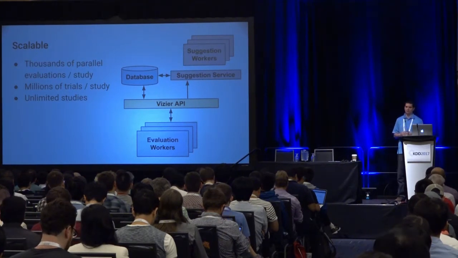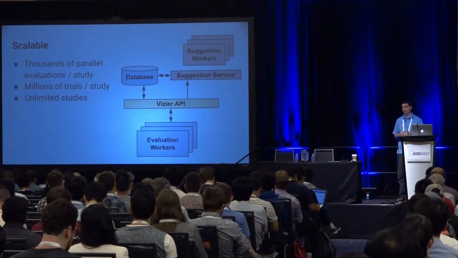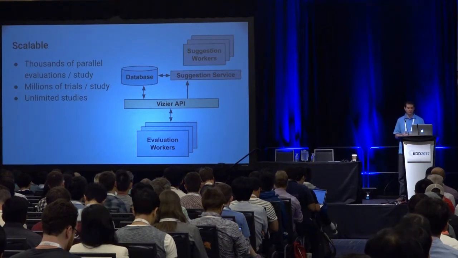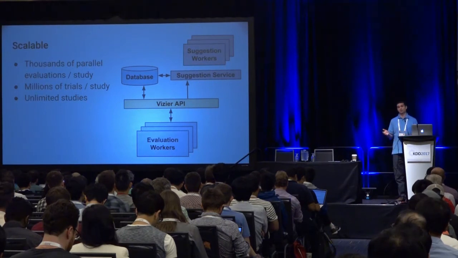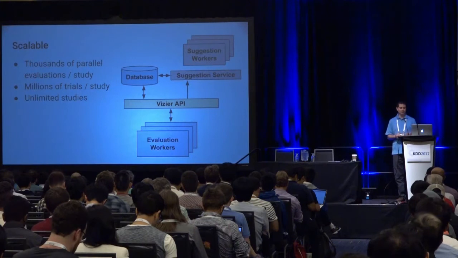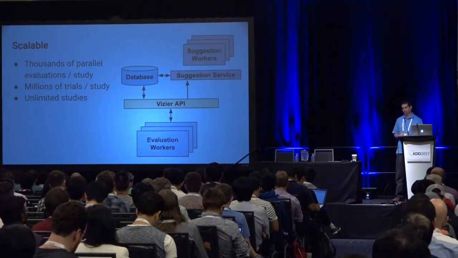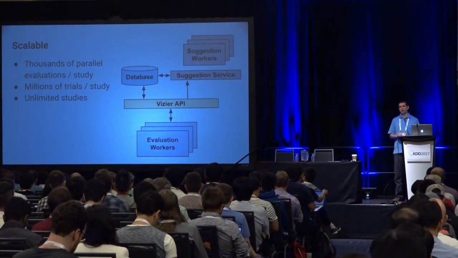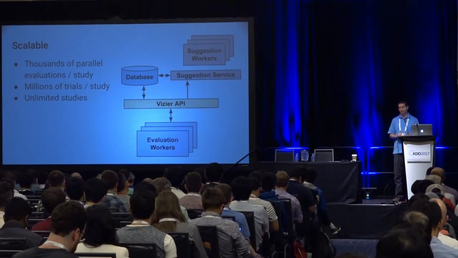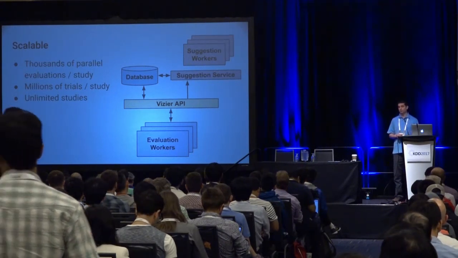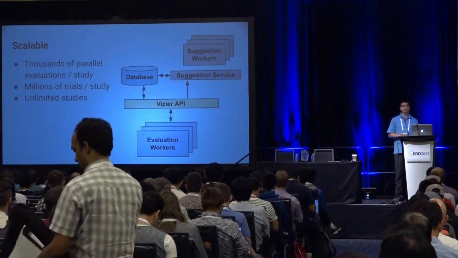Most of these studies will have much stricter budgets, but there are some applications where it makes sense to be able to handle millions of trials. And we wanted to scale to unlimited studies. The way we did this was with a distributed implementation. I've drawn a very simplified version of it here, but the idea is you have a bunch of evaluation workers that are responsible for evaluating your trials.